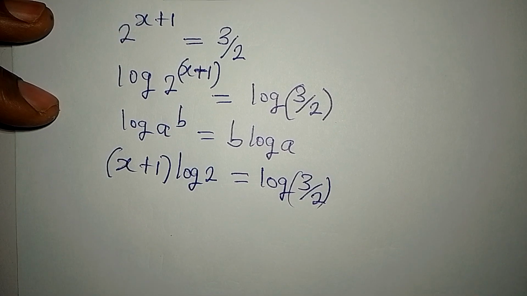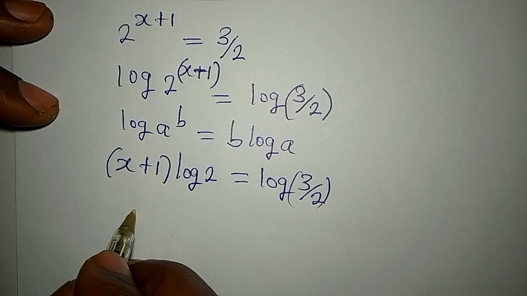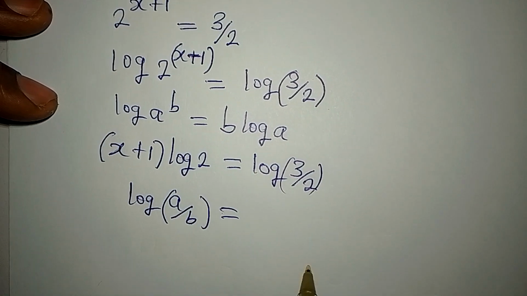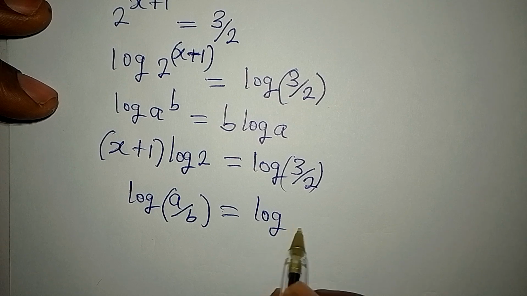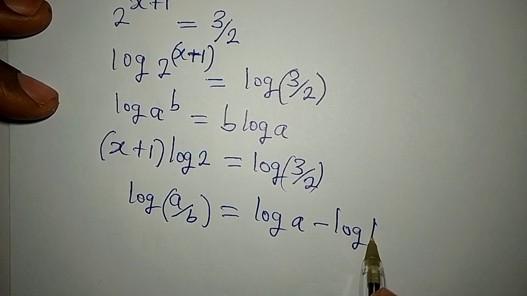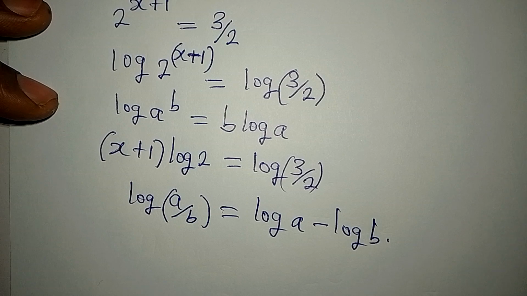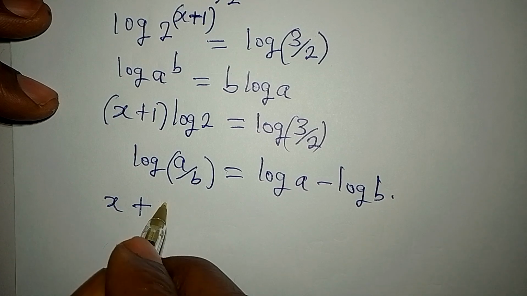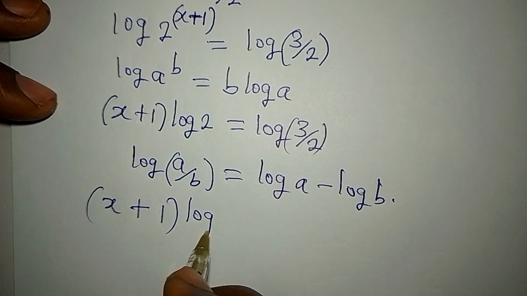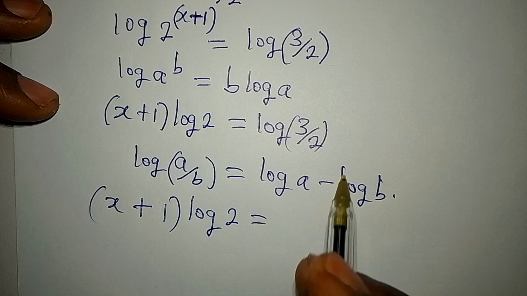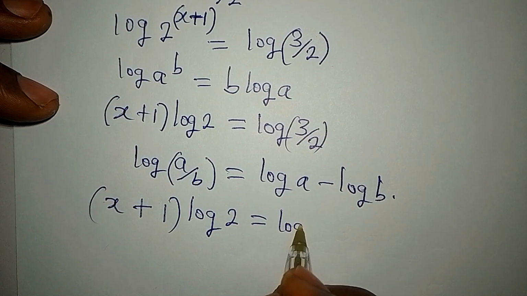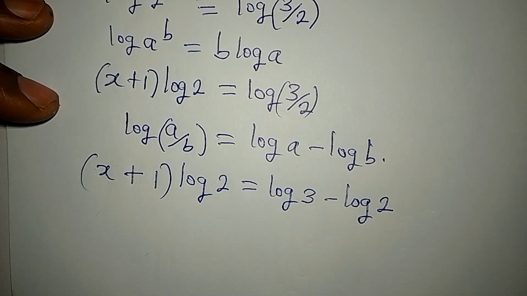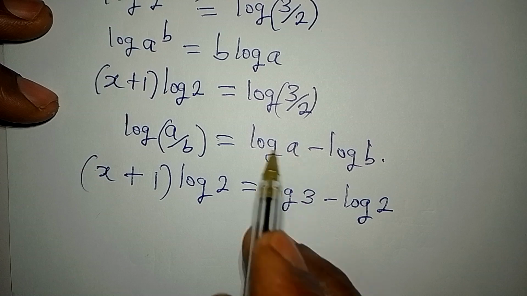Now, there's another law that I want to introduce. If you have log A over B, the law says this is the same thing as log A minus log B. So I will introduce it right here. We have x plus 1 in brackets and log 2. This will be equal to, in place of this, log 3 minus log 2, just as I have explained in this theorem.